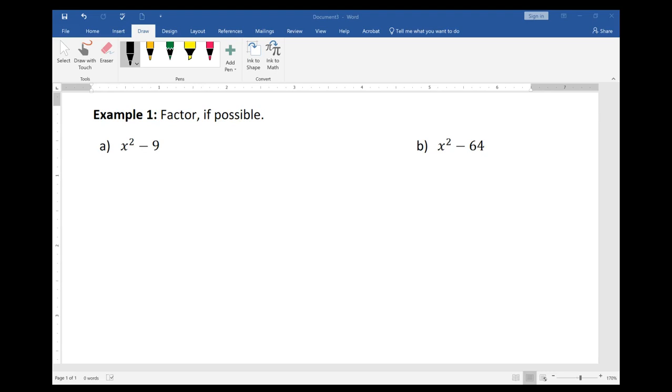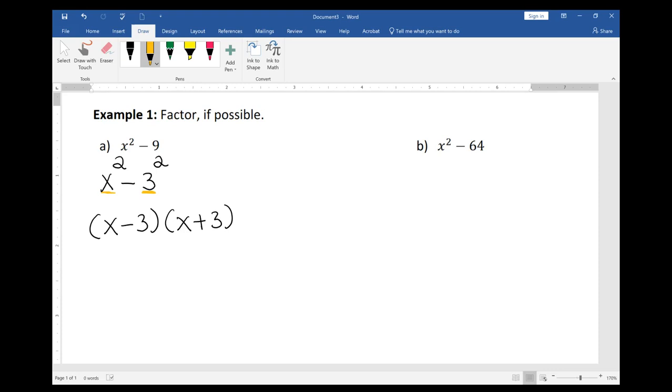So the first thing we will do is identify our perfect squares. For this first part, x squared is already written as a perfect square, and 9 we could write as 3 squared. Now that we have identified our perfect squares, we will write our binomials. Our first binomial will be x minus 3, and our other binomial will be x plus 3. Keep in mind the x and the 3 come from our perfect squares.